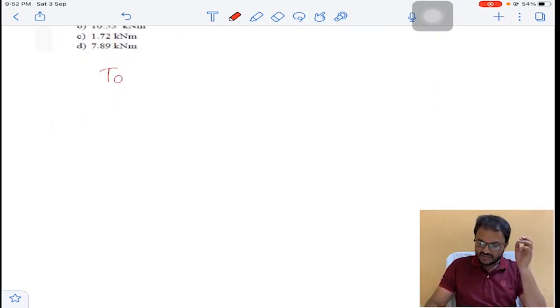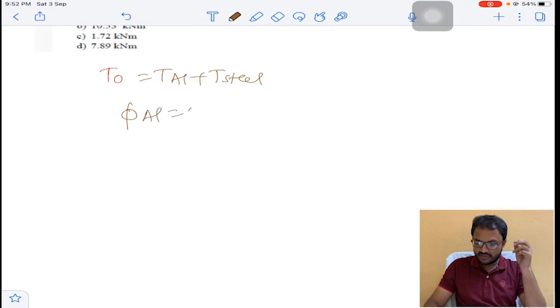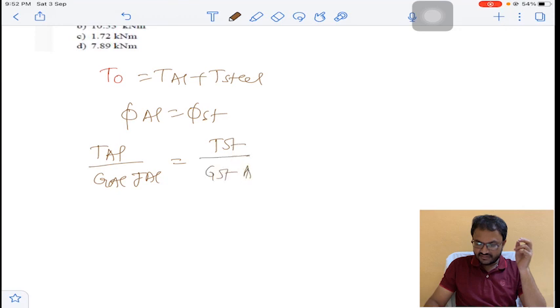First of all, total torque T is equal to the amount of torque resisted by aluminium plus the amount of torque resisted by steel. And as it is a parallel connection, that is, one shaft is placed in another, this comes under parallel connection. Angle of twist in the aluminium is equal to angle of twist in the steel. Now as length of both the elements is the same, TAL divided by GAL into JAL is equal to TST divided by GST into JST. So you will get J of aluminium and J of steel.